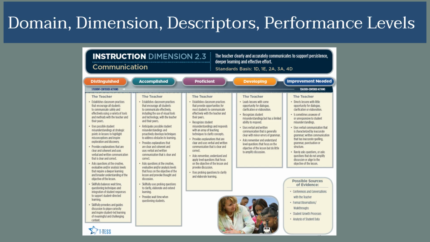Notice the shift across performance levels. On the far right, you have Improvement Needed and Developing, which feature heavily teacher-centered actions. For example, under Developing, a teacher leads a lesson with some opportunity for dialogue. As you move left to Proficient, which is the rock-solid expected baseline for a Texas educator, communication supports deeper learning. When you move past Proficient into Accomplished and Distinguished, the actions shift to being completely student-centered. Distinguished teachers don't just ask good questions, they skillfully provoke and guide discussion to inspire student-led learning.